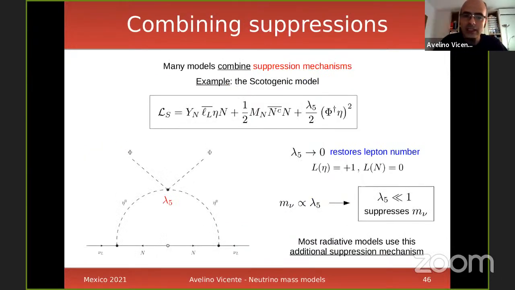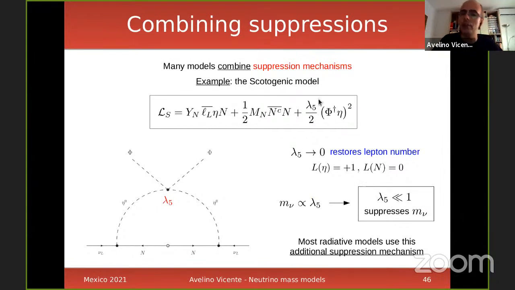And now, and this is just a brief comment, usually in many models you combine suppressions. So I made this division between suppression mechanism 1, suppression mechanism 2, suppression mechanism 3. But in practice, what people do in many models is to combine more than one suppression mechanism.